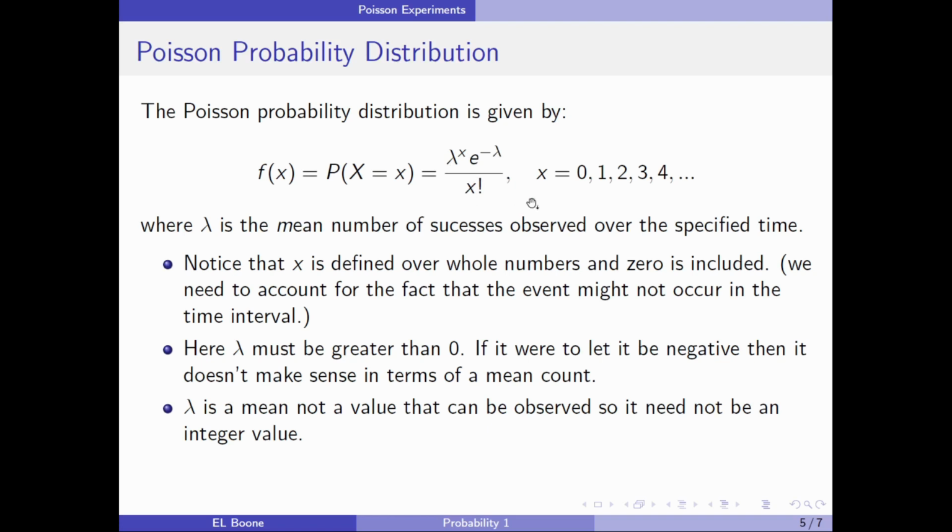Okay, so again, x is defined over whole numbers, but lambda, since it's a mean number or an expected number, it's got to be greater than 0 because we can't expect negative things to happen when we're counting them. Okay, and it also doesn't need to be a number that we actually can observe because it's a mean. Okay, it's kind of a balancing point. We'll talk about those more later, but just keep in mind that it just has to be greater than 0.